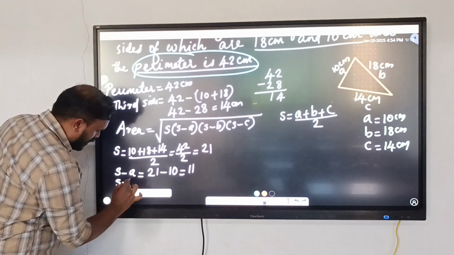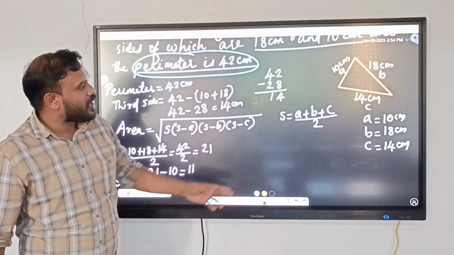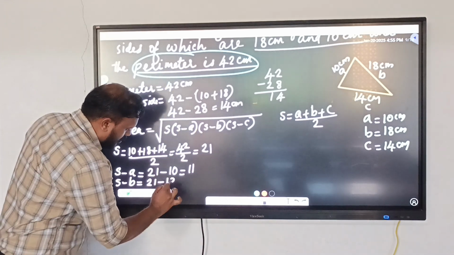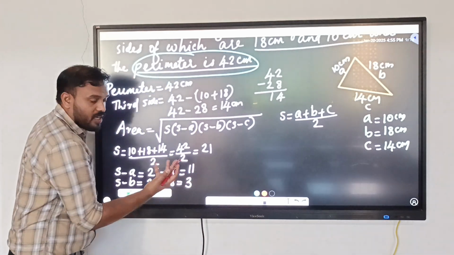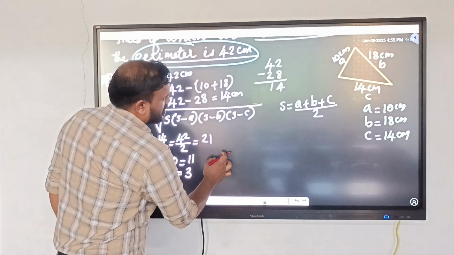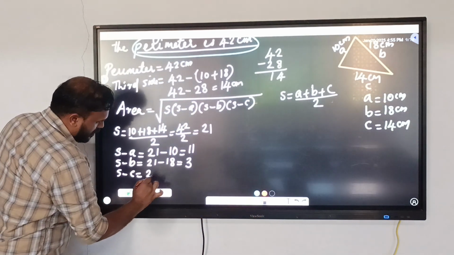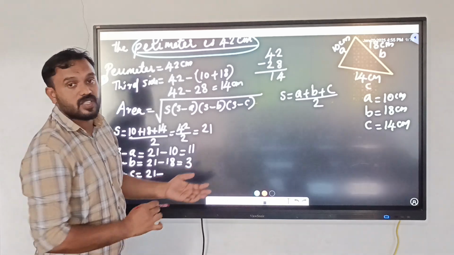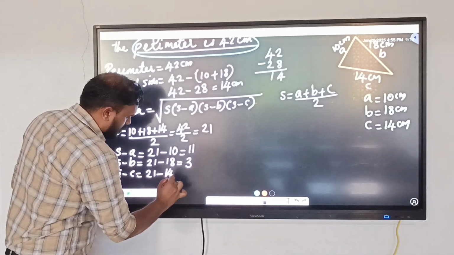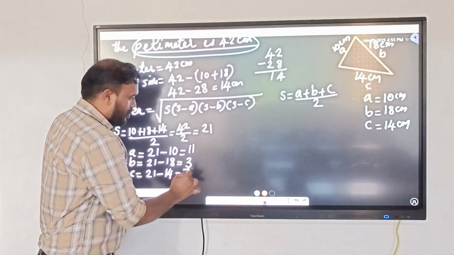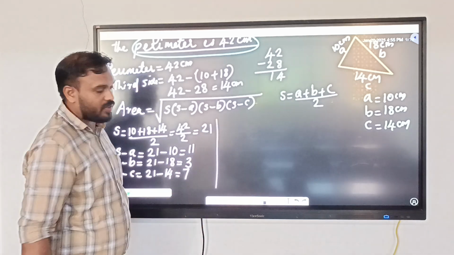Then what is s minus b? S minus b is what? 21 minus 18, that will be 3. And finally the third one, s minus c. What is that? 21 minus 14 centimeter. What is 21 minus 14? Yes, 7. So we got all the values.